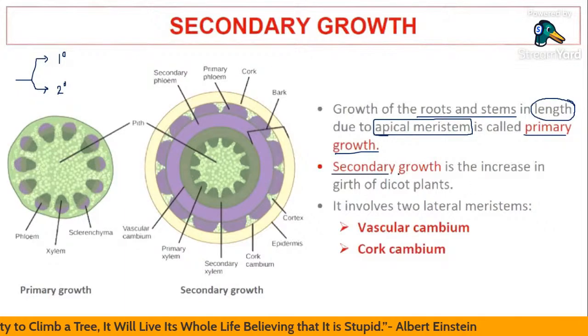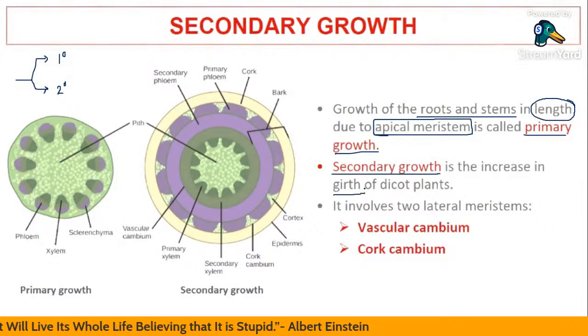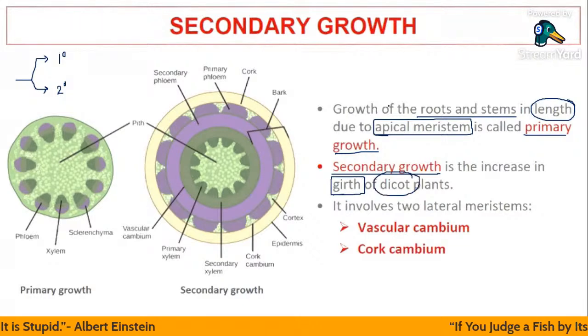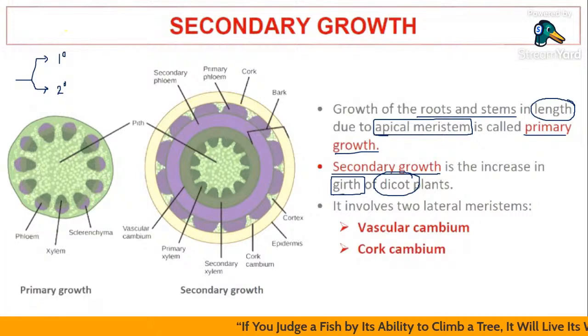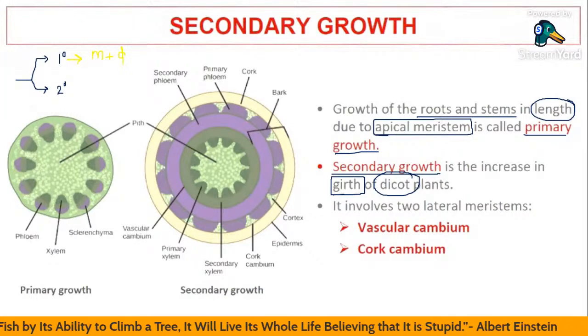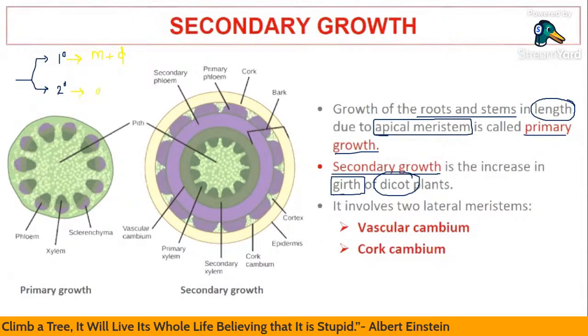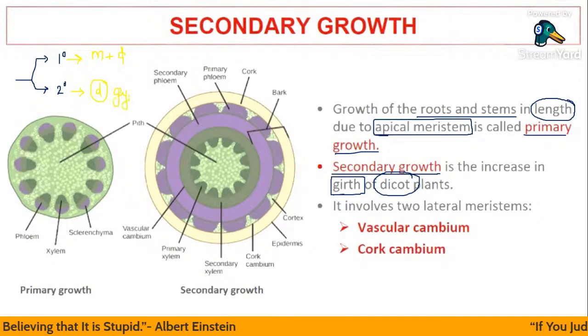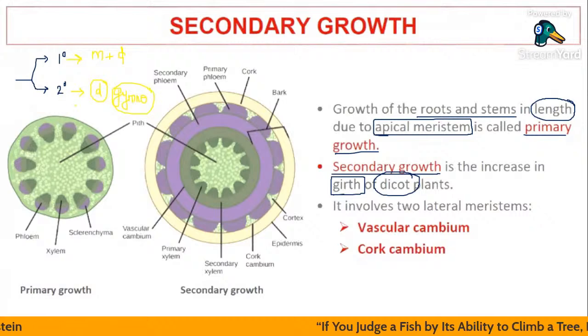Whereas secondary growth is the increase in girth of the dicot plant. It's very important to note over here, it is a dicot. From here you have to understand a very important point, that primary growth is the property of both monocots and dicots, whereas secondary growth is the property associated with dicots and gymnosperms. Clear? That's a very important point which you must study from here.